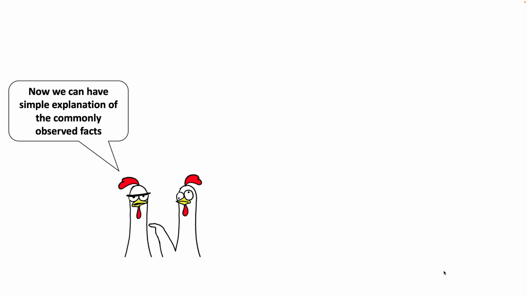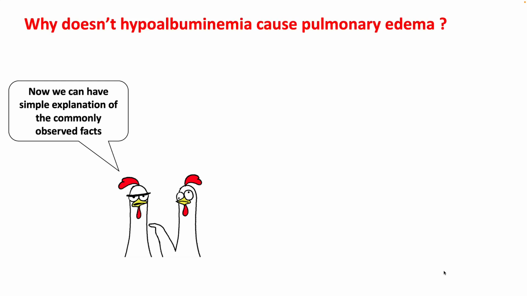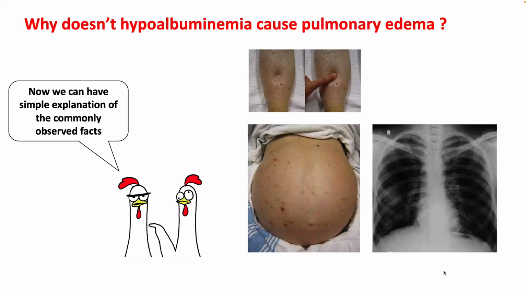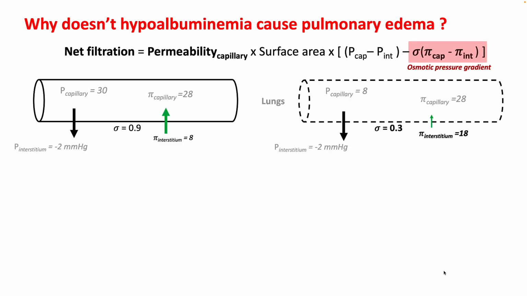We can explain some of the commonly observed facts. So for example, in patients with cirrhosis, you have noted a lot of pitting edema and ascites, but you hardly note any pulmonary edema. And this is because these pulmonary capillaries have lower Staverman's constant and they have high interstitial oncotic pressures. So the capillary on the left is your capillary from the soft tissues compared to the capillary of the lungs on the right.